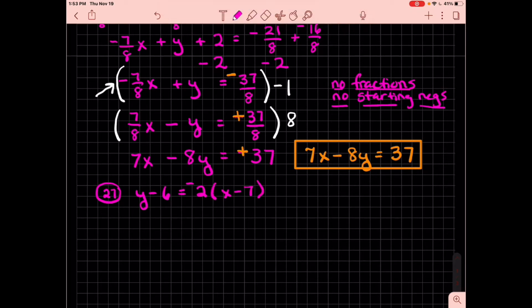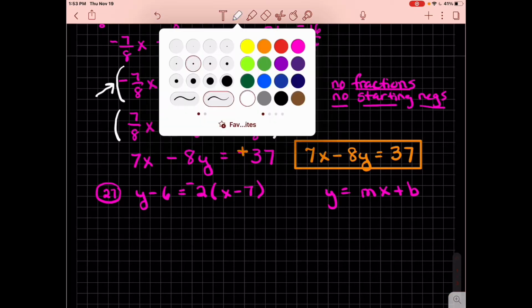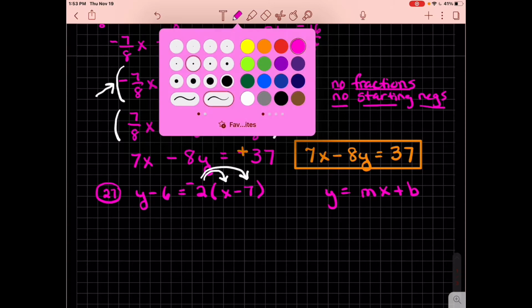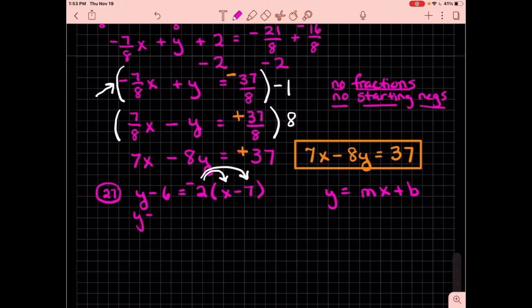And the only thing we're doing is some rearranging here. We're going to try to get this in slope-intercept form. So the form that we're looking for is this, y equals mx plus b. It's pretty standard to be asked this in a problem, so you have to be ready to convert it to a different form. Okay, we're going to use the distributive property here to get y minus 6 equals negative 2x plus 14, negative 2 times negative 7.